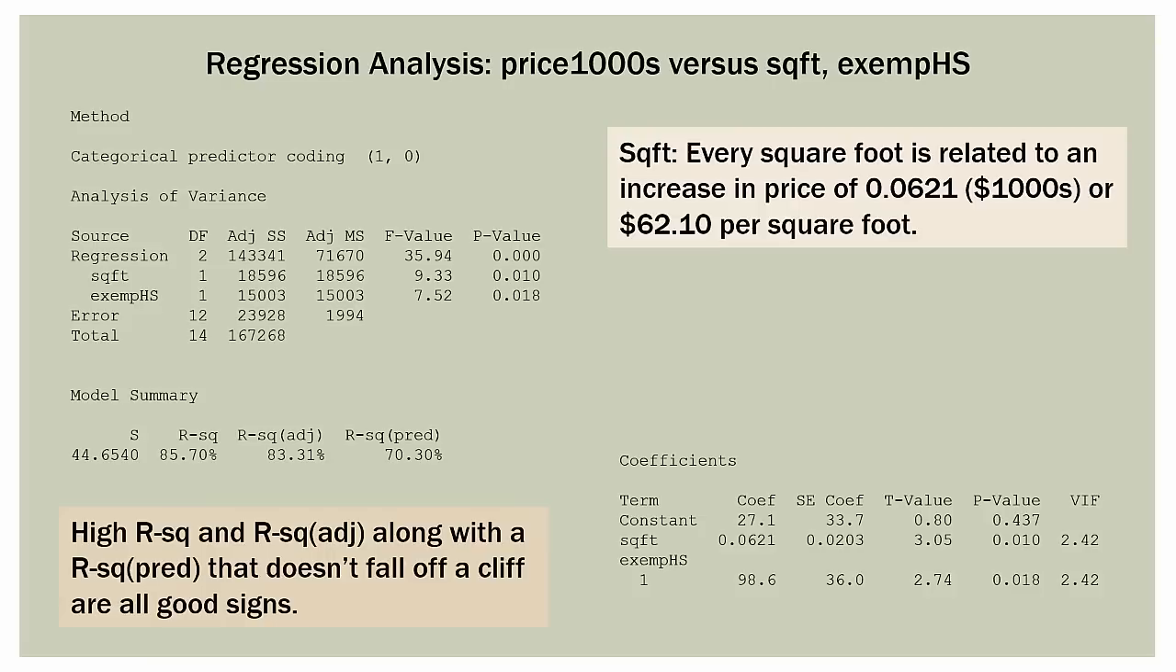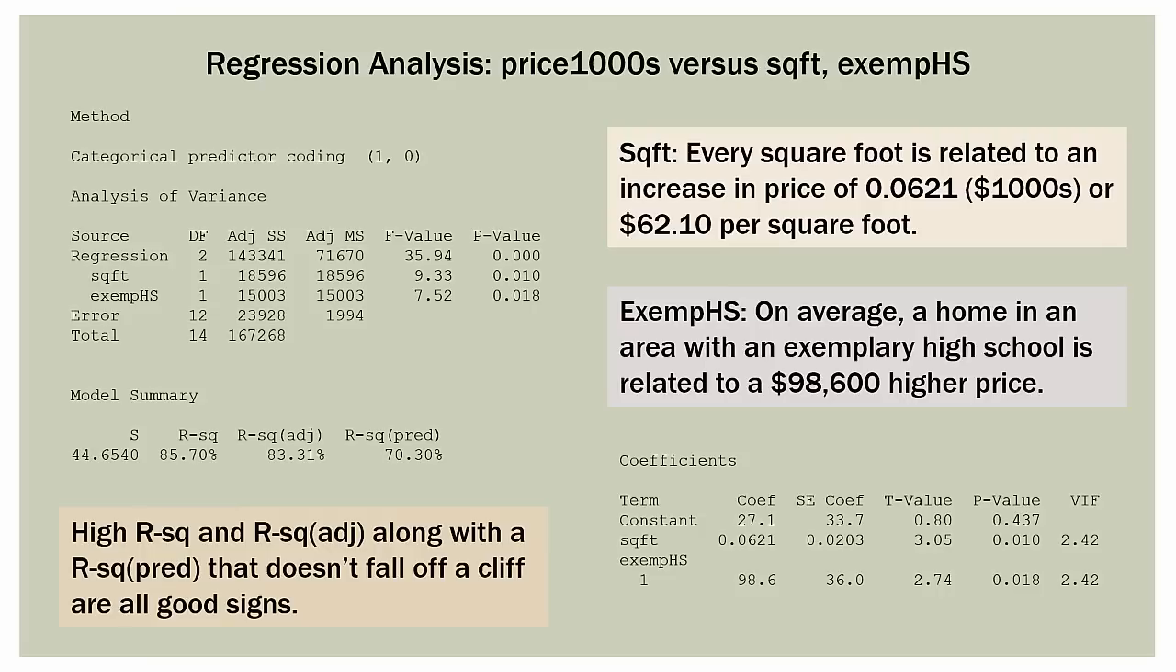So think about this for a minute. That's one square foot. What if the house is 10 square feet larger? Well, that would be $621. What about 100 square foot larger? Well, that would be $6,210. But what about 1,000 square foot larger home? Well, that would be $62,100 in price. So you can see how each additional square foot is related to the price of the home in this regression model. So now let's interpret exempt high school. Remember, its coefficient is 98.6. So what does that mean?